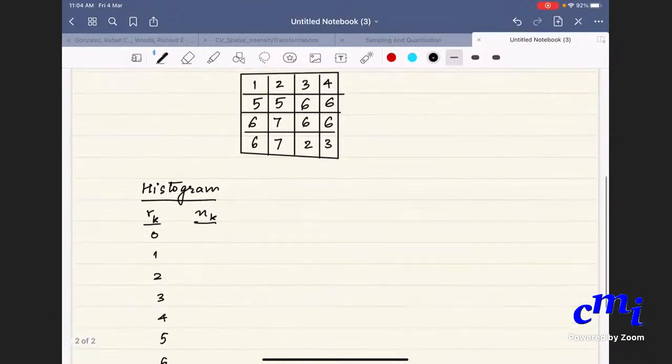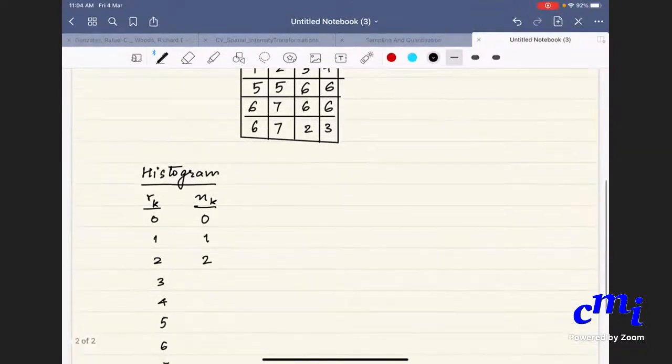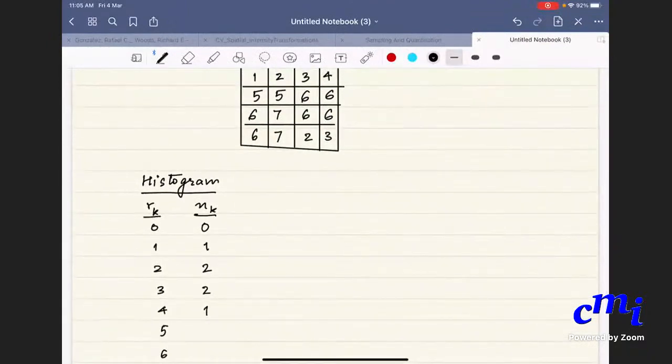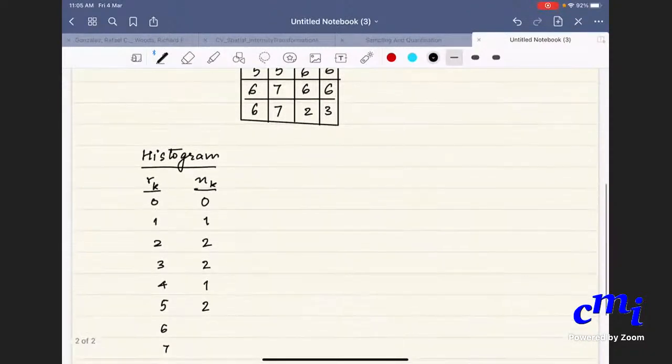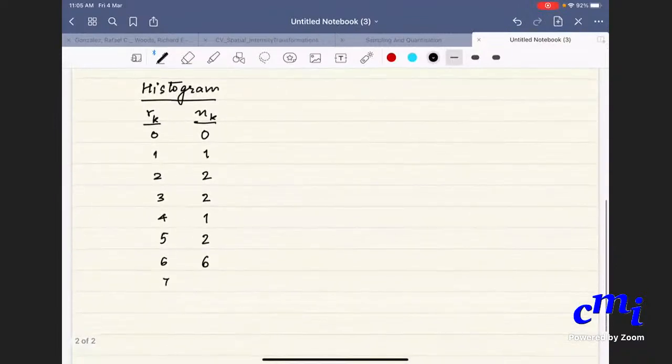So there are no pixels with the intensity value 0, 1 pixel with the intensity value 1, 2 pixels with intensity value 2, 2 pixels with intensity value 3, 1 pixel with intensity value 4, 2 pixels with intensity value 5, 6 pixels with intensity value 6, and 2 pixels with intensity value 7. So these are the number of pixels with those intensity values.